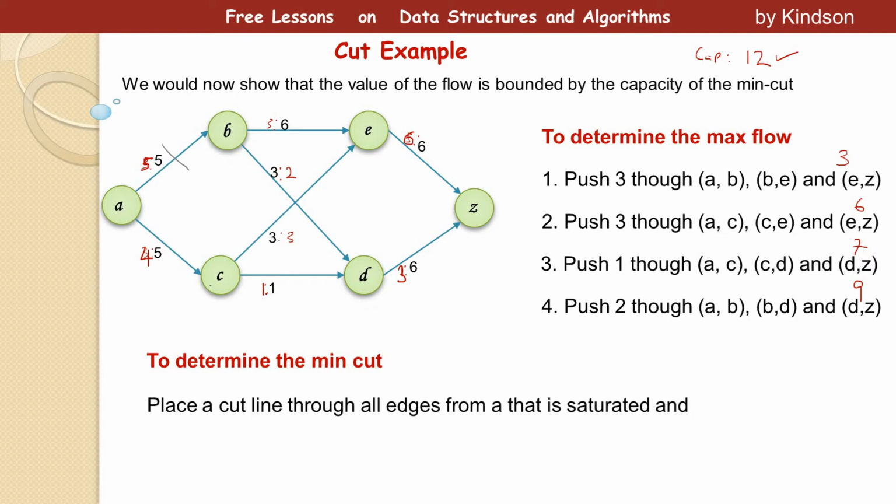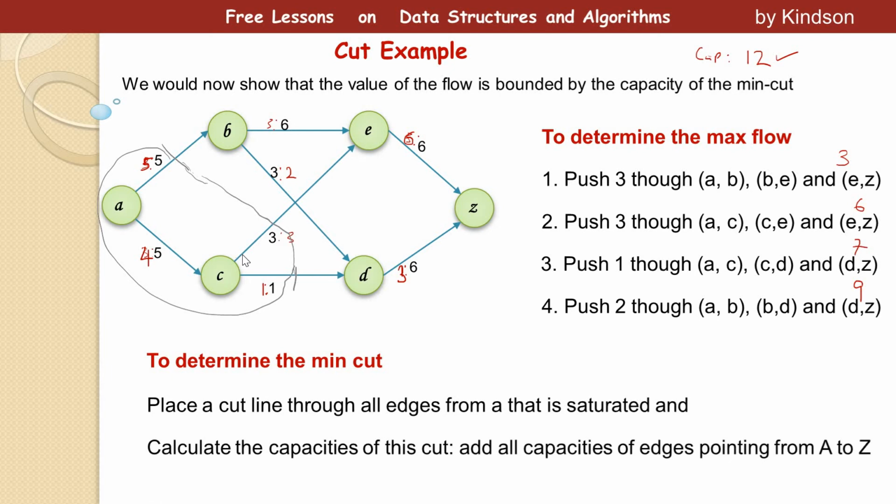A to C, is it saturated? No, it's not saturated. So we can't place a cut line there. C to E. This C to E. From here to here, is it saturated? Yes, it's saturated. We place a cut line. C to D, is it saturated? Yes, it's saturated because 1, we place a cut line. So I think you get the point. So now we can complete the cuts, and now we have created a cut. If you create a cut this way, that cut is the min cut.